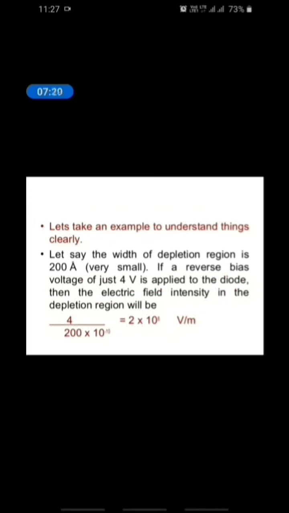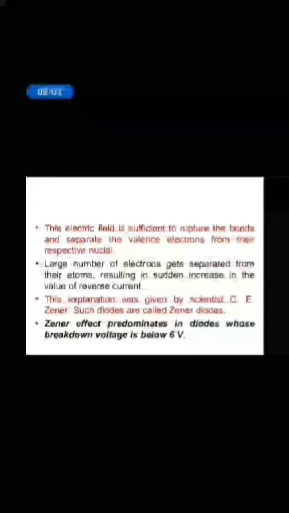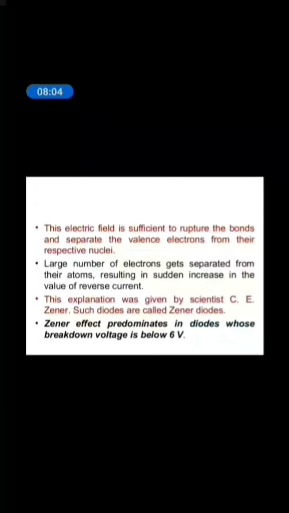For example, let us say the width of the depletion region is 200 angstrom, very small. If a reverse bias voltage of just 4 volt is applied to the diode, the electric field intensity in the depletion region will be 2 into 10 to the power 8 volt per meter. This electric field is sufficient to rupture the bonds and separate the valence electrons from their respective nuclei. Large number of electrons gets separated from their atoms, resulting in sudden increase in the value of reverse current.